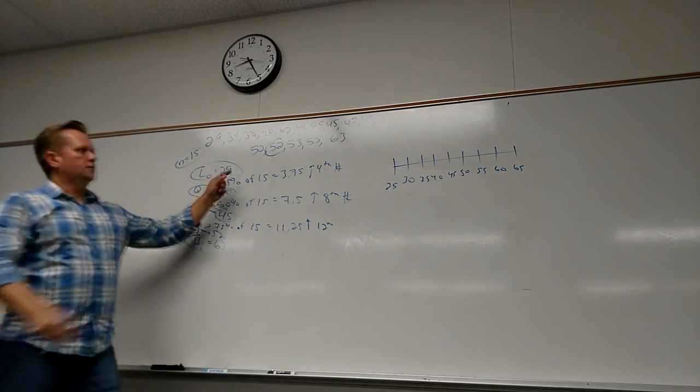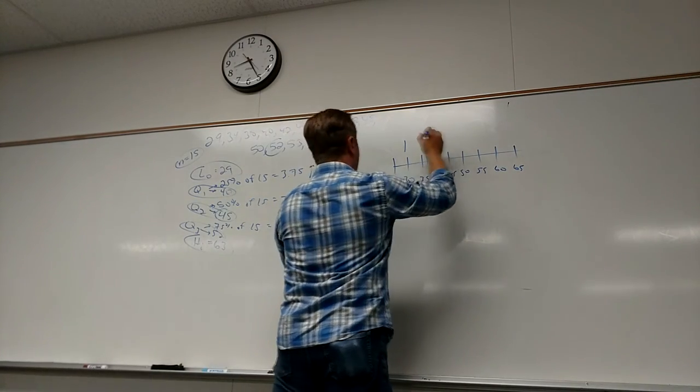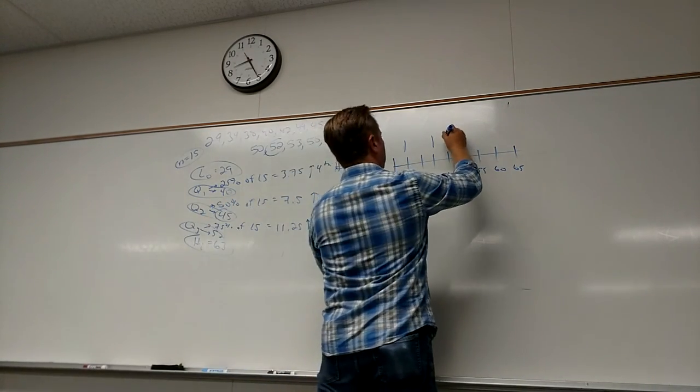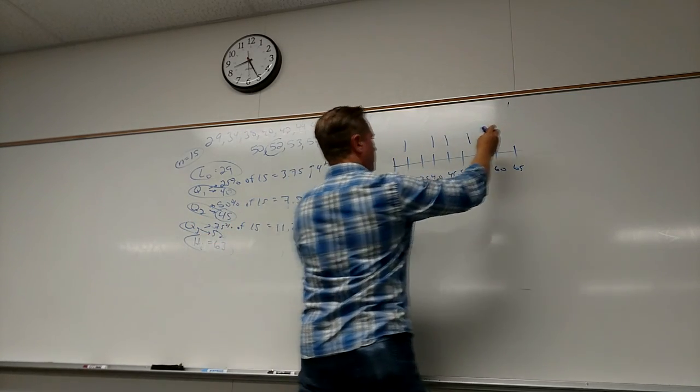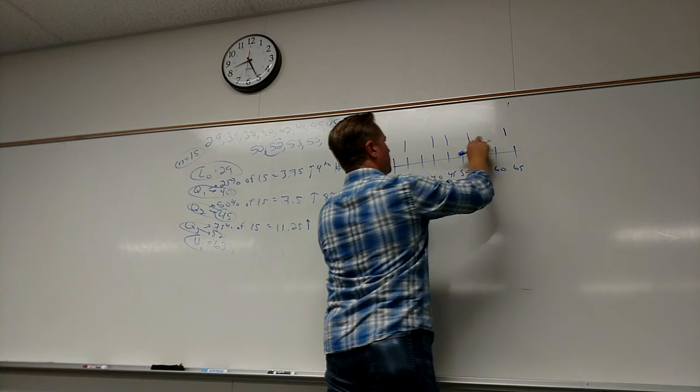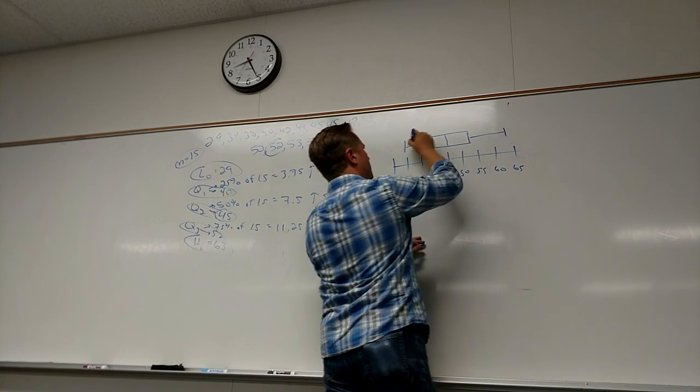Then 29 will be here. 40 is right there. 45 is right there. And 52 is a little bit above 50. 63 is a little more than halfway there. Box the middle dudes. Whisker the outside dudes.